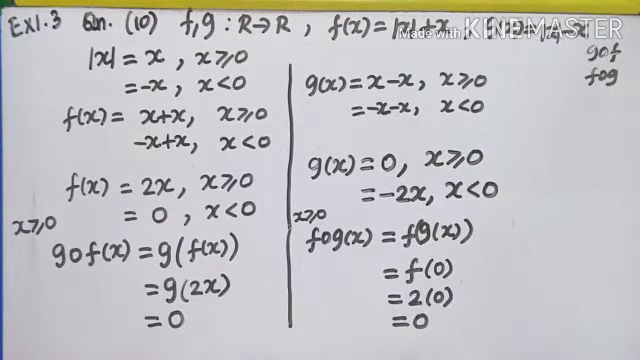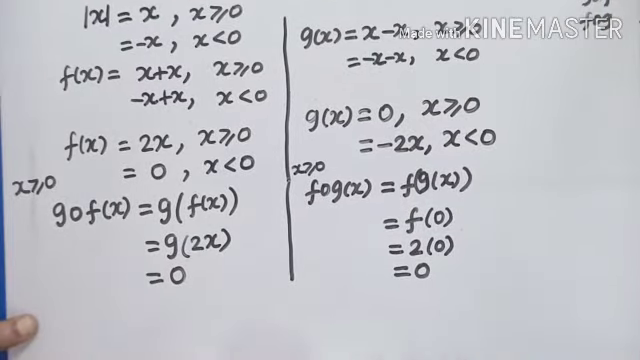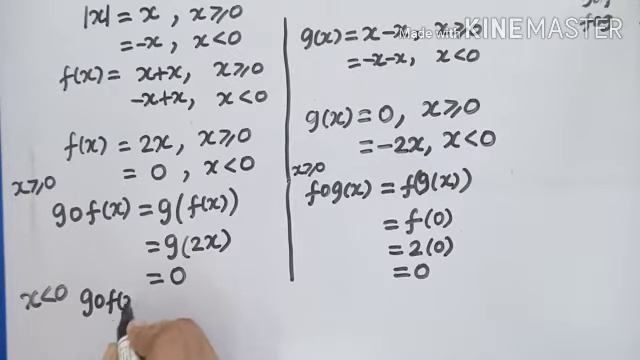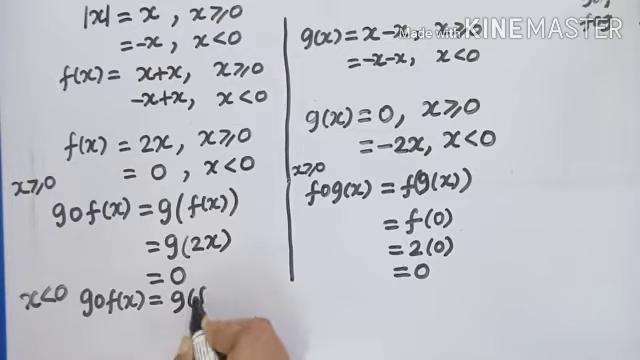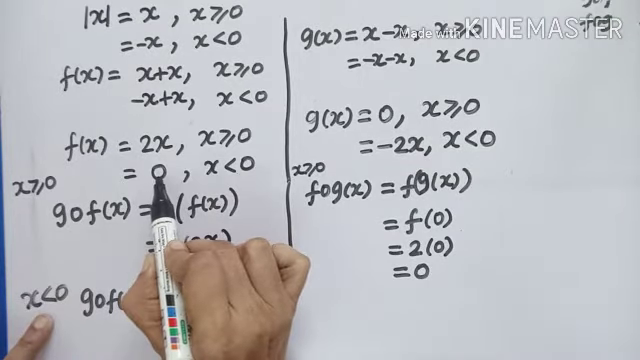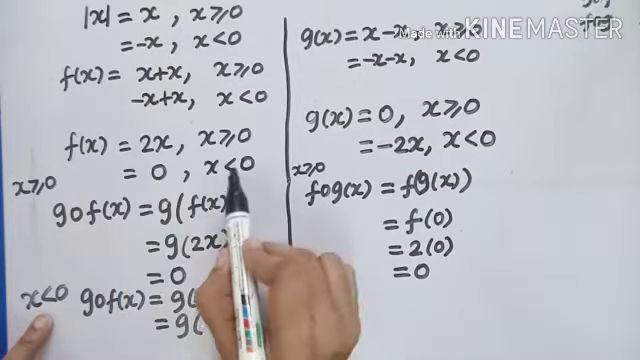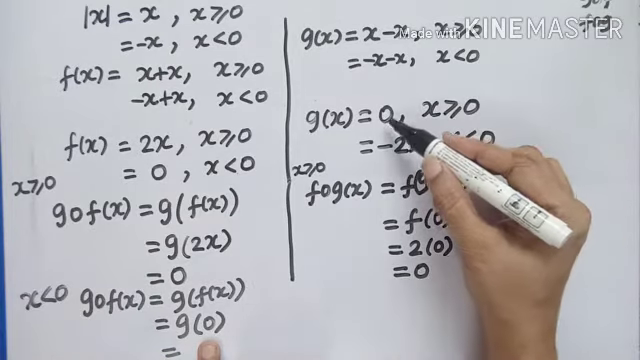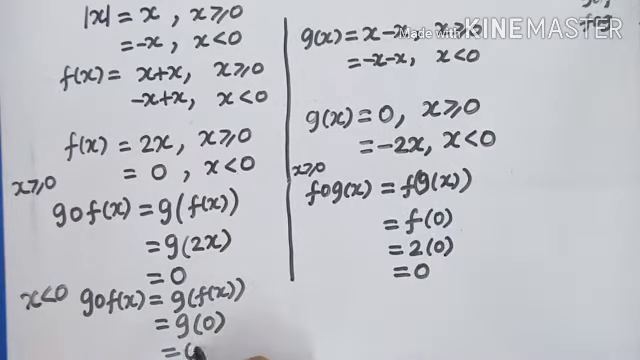The same idea we will proceed for x less than 0. g composition f of x is equal to g of f of x. Now x is less than 0, so what is my formula? f of x, when x is less than 0, is 0. 0 comes here, and g of 0 is 0. So g composition f is 0.